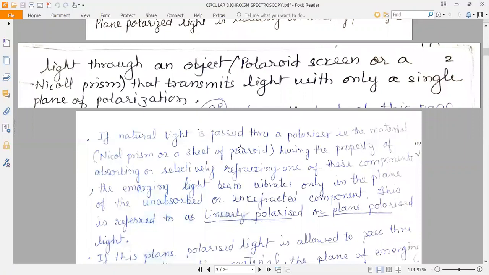If natural light is passed through a polarizer, that is a material which can be nickel or a sheet of Polaroid having the property of absorbing or selectively refracting one of these components, the emerging light beam vibrates only in the plane of the unabsorbed or unrefracted component. This is referred to as linearly polarized or plain polarized light.